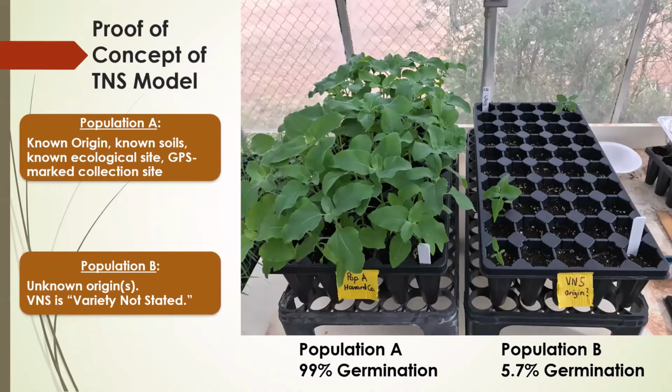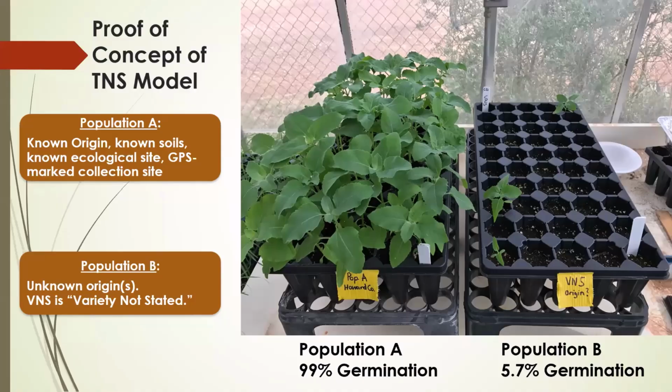Just a quick proof of concept of the Texas Native Seed model. This is a picture of cowpen daisy. Both of these trays were planted in the greenhouse at the same time, with the same amounts of seed. And this is why we do what we do. You sort through the riffraff, so to speak. On the left, population A, we know where it comes from. We know the ecological site that plant was growing in. We know the soils. We know the precipitation zone, et cetera, et cetera.